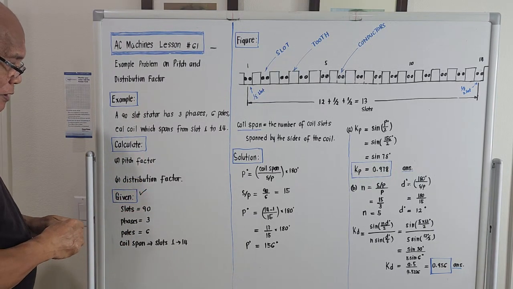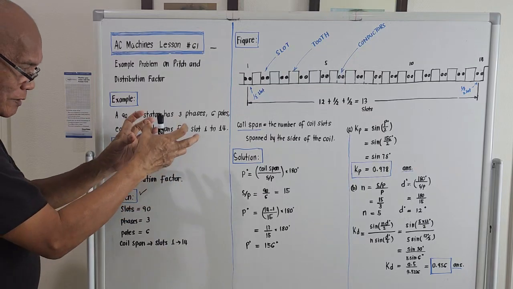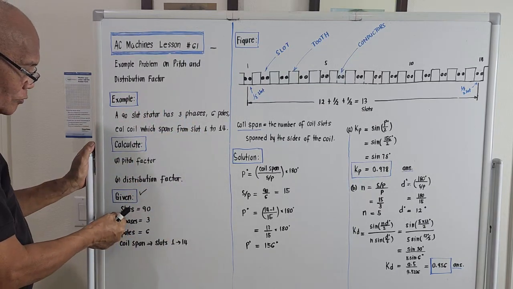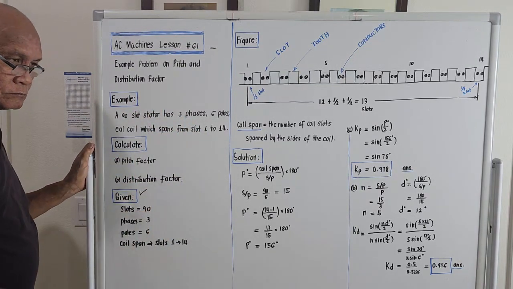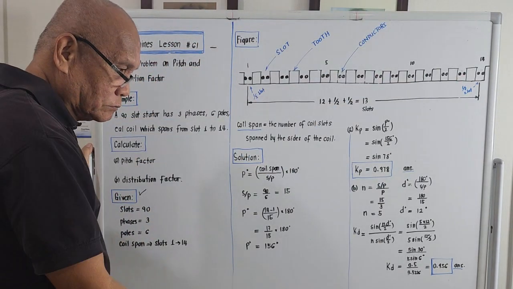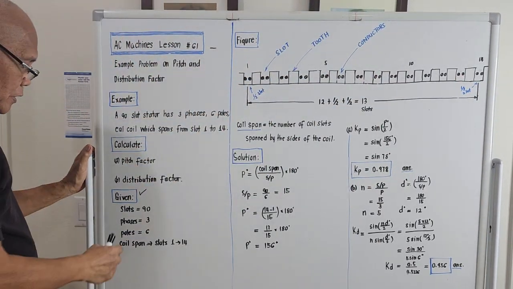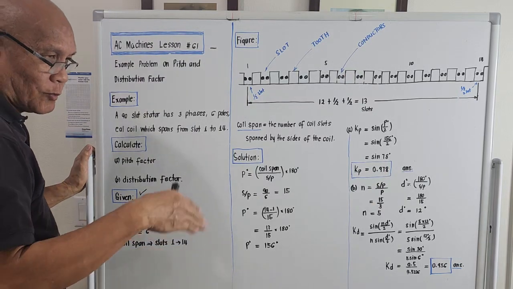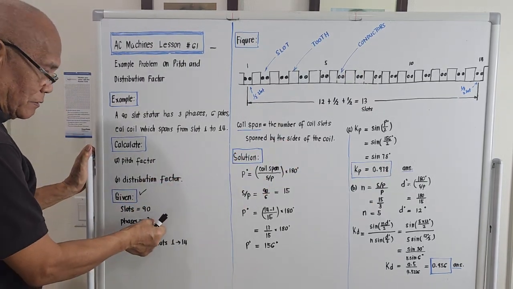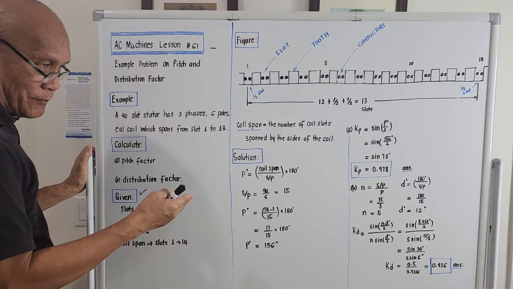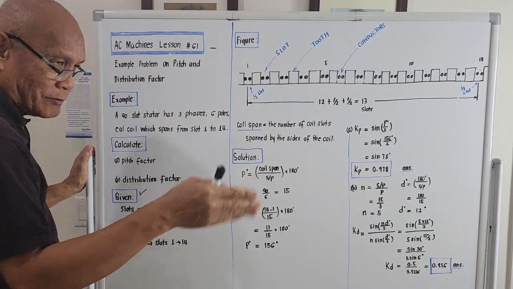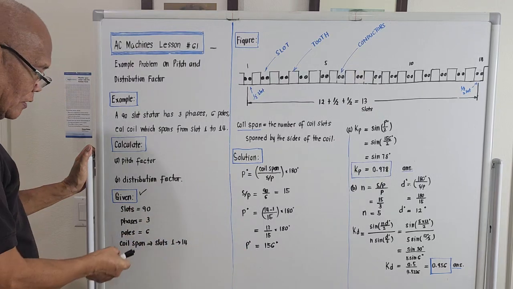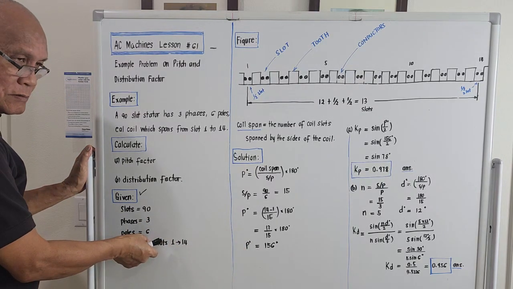The total number of slots for the given alternator, supposed to be an alternator, is 90. So it's a very big one. The number of phases, for power generation, is always 3-phase. So it could either be Y connected or delta connected, it's 3-phase. The number of poles is 6.